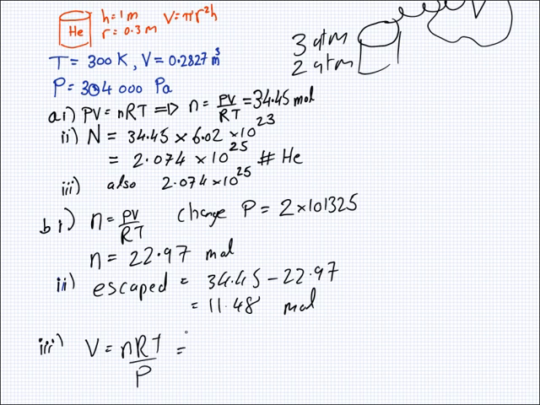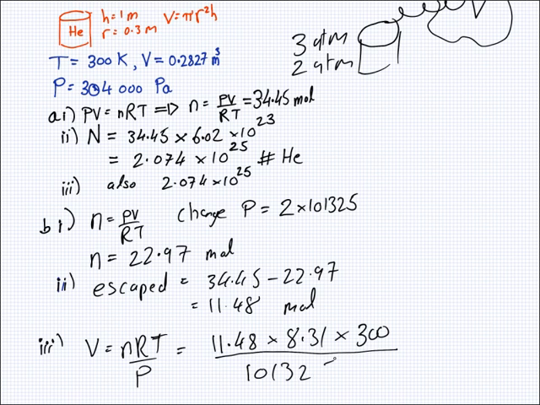Now, what's the n? 11.48. What's the R? 8.31. What's the T? 300. Yeah. But what's the P? 1. Correct, 1 atmosphere. Why? Because it's ambient. Yeah, it's the surrounding room at 1 atmosphere. Sneaky, huh? Okay, so what's the volume here?